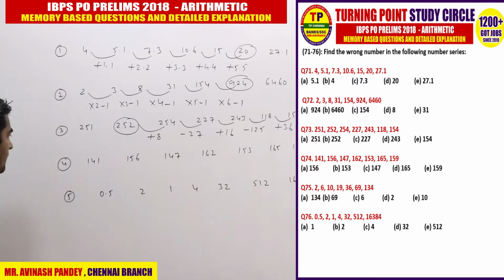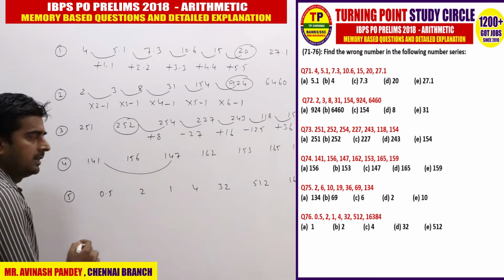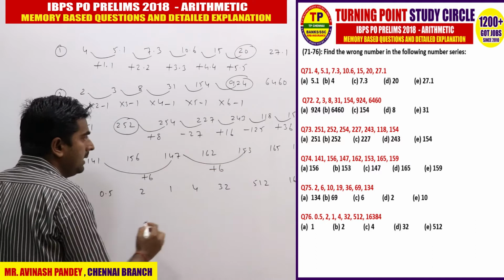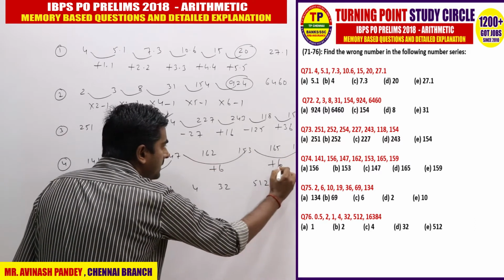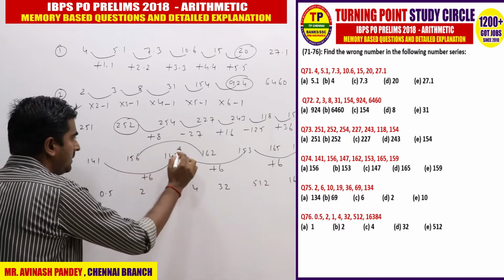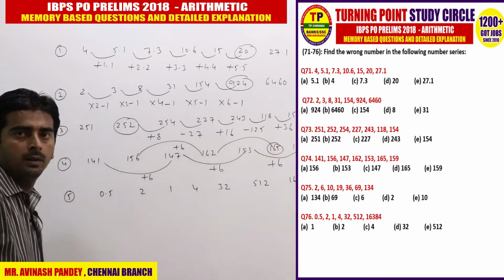Then fourth one, 141, 156, 147, 162, 153, 165 and 159, right? This is nothing but an alternate base series, right? Here how much increment is there? Plus 6, right? Here plus 6, right? Here plus 6. So it is going on in a proper manner. What about here? Plus 6. What about here? Not plus 6. This is my wrong number, right?